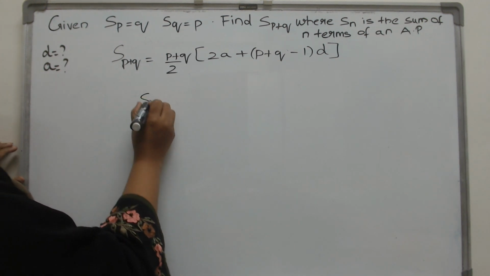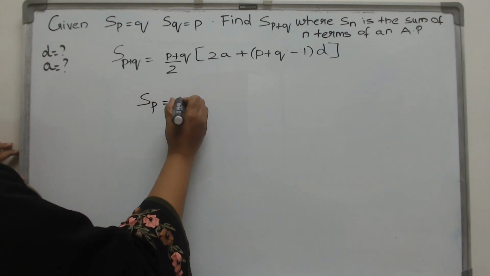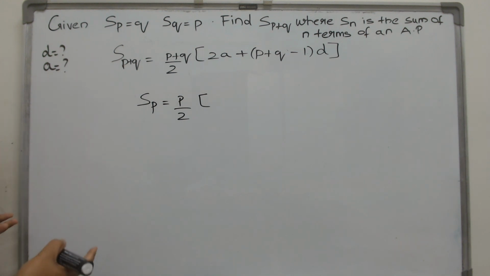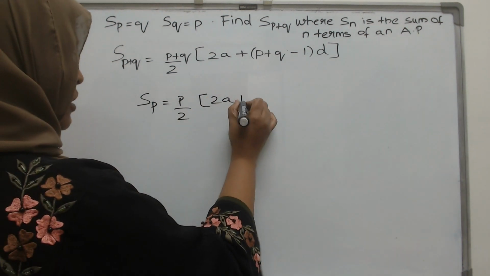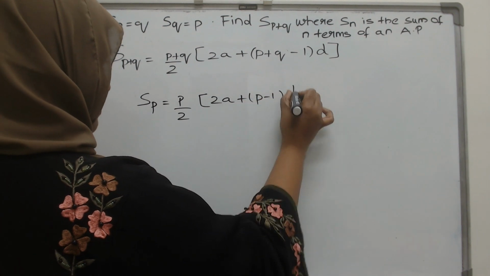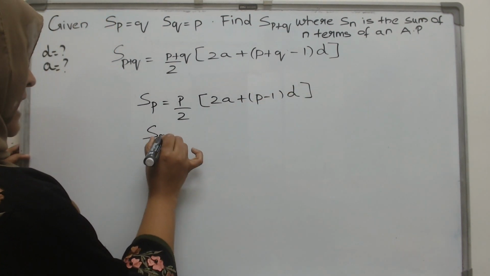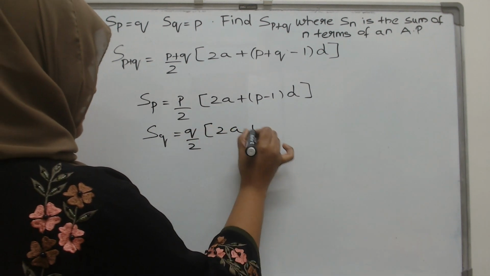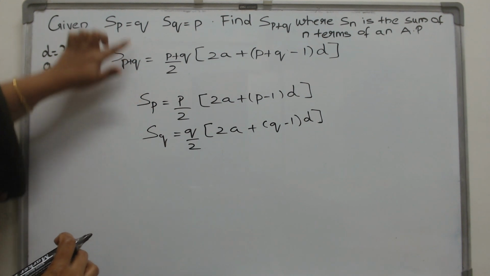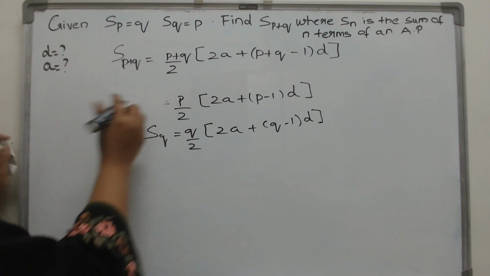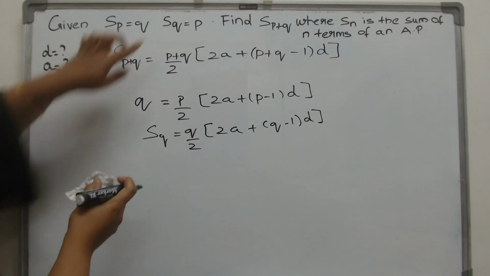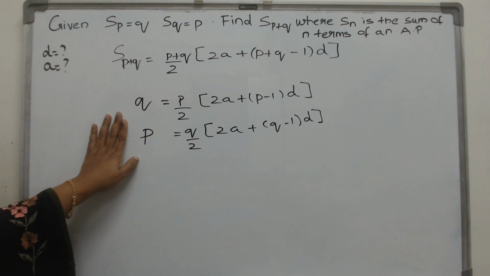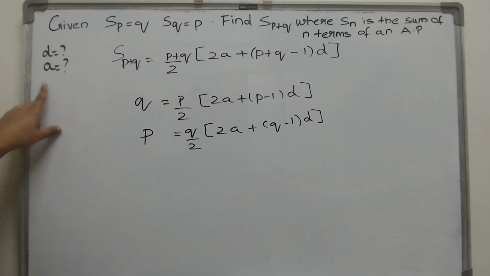What is SP? Now you remember the original formula that we started with. Wherever you saw n there, just put P instead. So your equation will look like this. Now, what about the second information that is given? SQ. Again, wherever you saw n, put Q instead. But what is the information given? SP is Q and SQ is P. Now, how do we solve these two equations? We have to solve and find the value for these two.